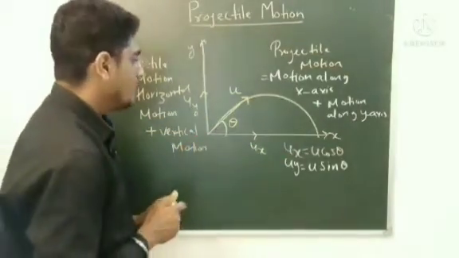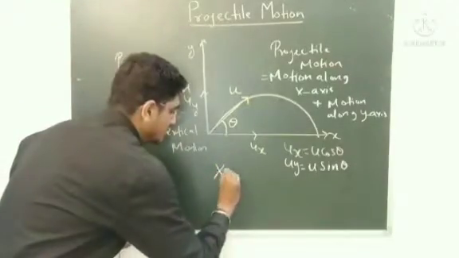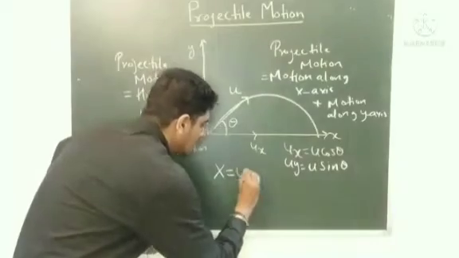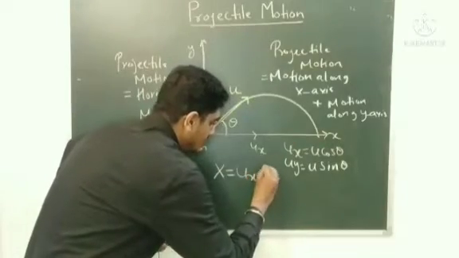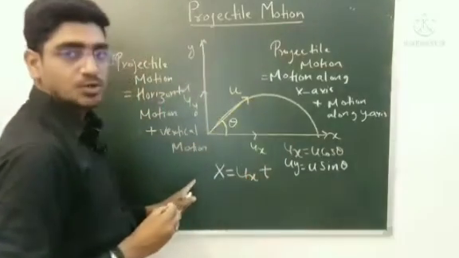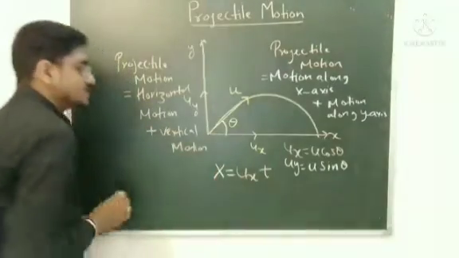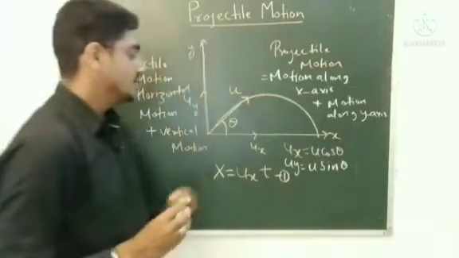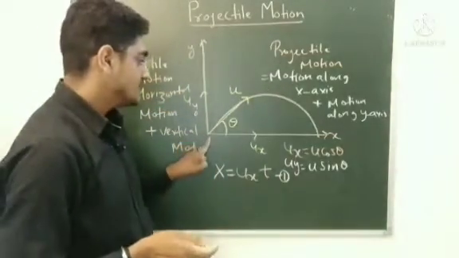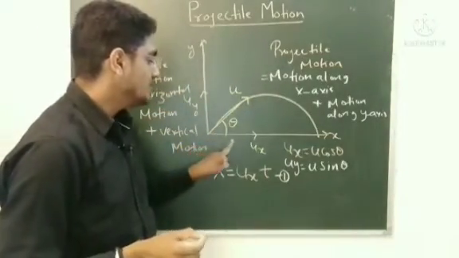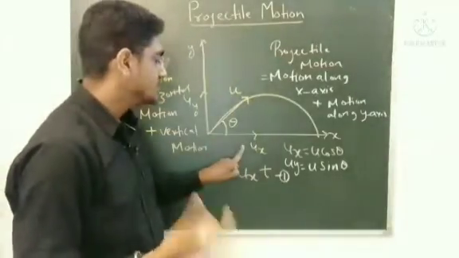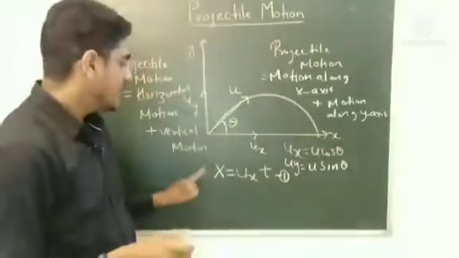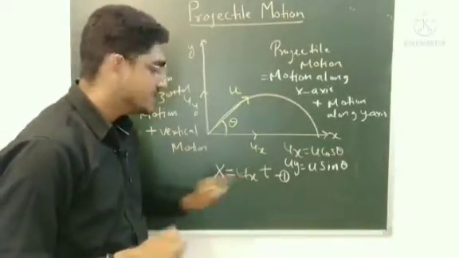All right. Now, if we write down the equation for the x-axis, x equals ux times t. This is the motion along the x-axis. Because along the x-axis, the particle moves with a constant speed, this ux is always the same. That's why we can write x equals ux times t.